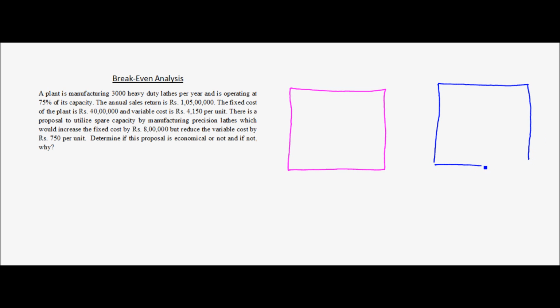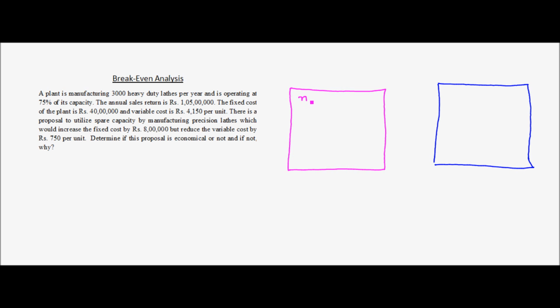So let's understand this problem in more detail. Let's say this box here represents the current scenario. And this box here represents the proposed scenario. A plant is manufacturing 3,000 heavy-duty lathes per year. So what is a lathe? Lathe is a machine which is used in manufacturing industries. And this company is manufacturing the lathe machines. And it is manufacturing 3,000 lathe machines per year and is operating at 75% of its capacity.